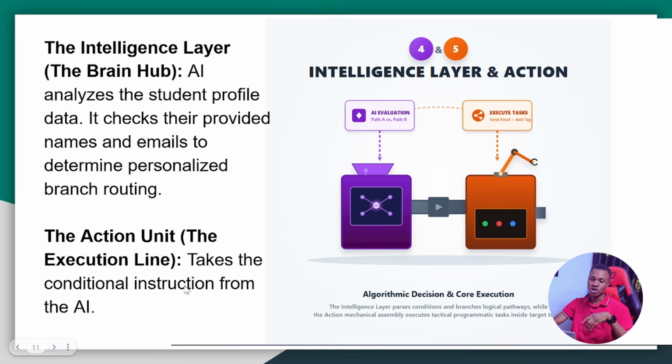Now the action takes the conditional instruction from the AI. So once the AI has analyzed that I need only UK emails and phone numbers, the action is now to move those UK phone numbers and emails to Excel.